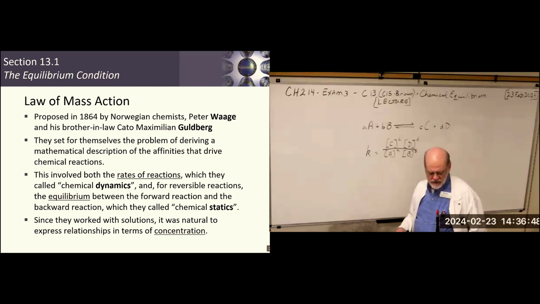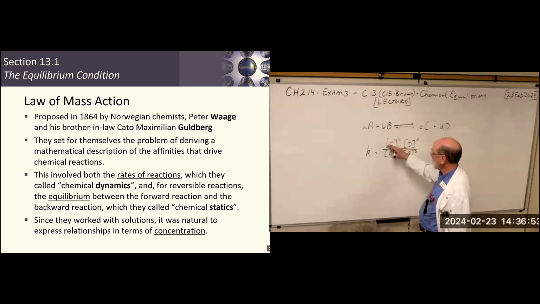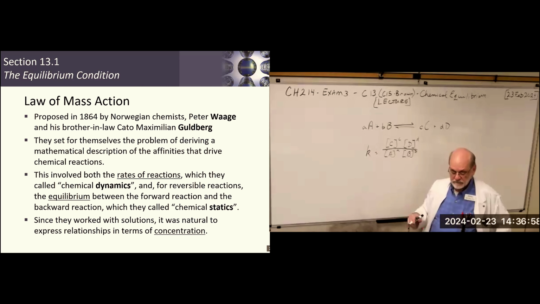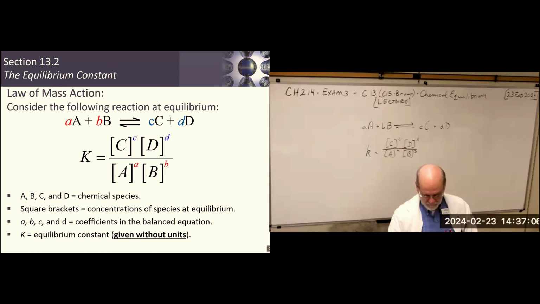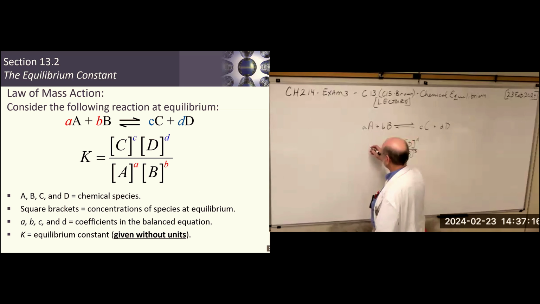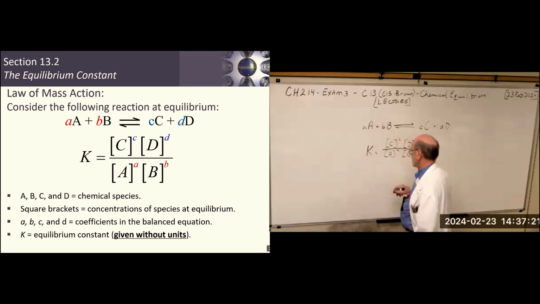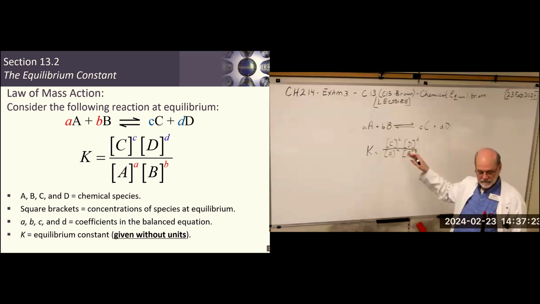Yeah, they were working with solutions, so they naturally expressed things in concentration units of molarity. When you see a square bracket in an equilibrium expression, it means molarity, moles per liter. Even if it's a gas, it'll be expressed in molarity. Let me use a big K. The little k implies that we're talking about a rate law. A big K refers to equilibrium.